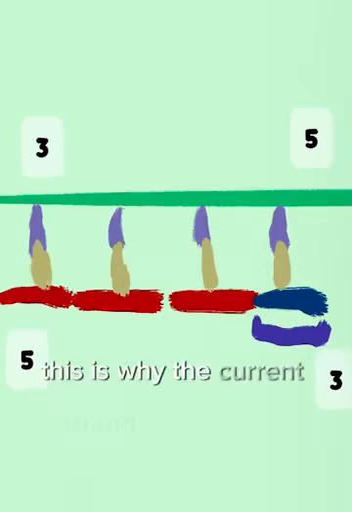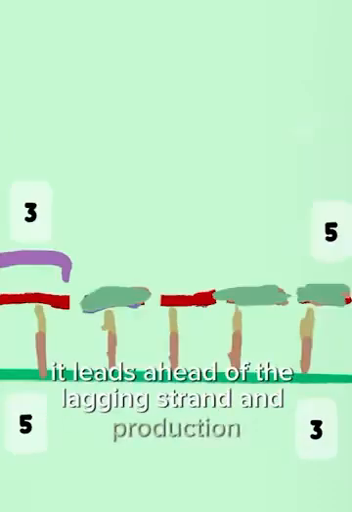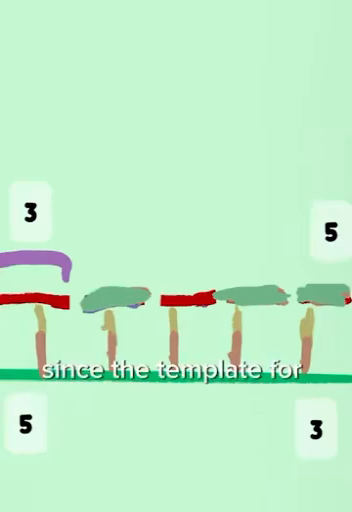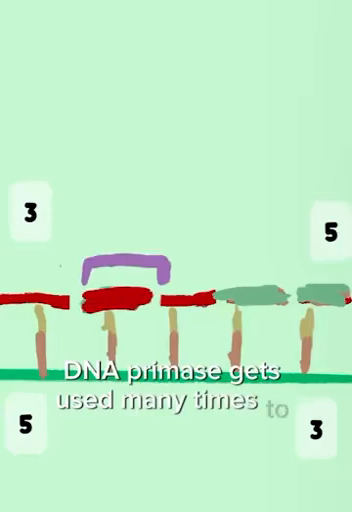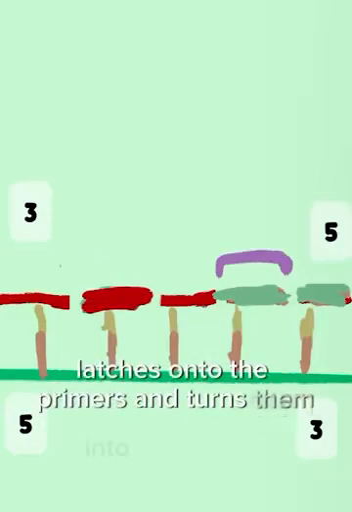This is why the current strand is called the leading strand. It leads ahead of the lagging strand in production. Yes, the lagging strand very much lags behind. Since the template for the strand runs from 5 to 3, DNA primase gets used many times. To combat this, another type of DNA polymerase latches onto the primers and turns them into nucleotides.